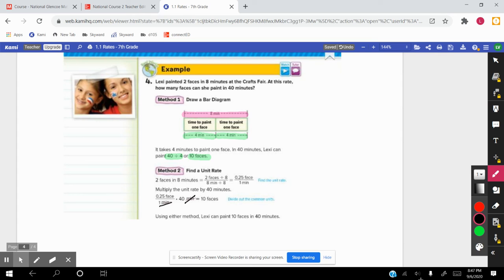So this time we divided out the common units, which was minutes. Using either method, Lexi can paint 10 faces in 40 minutes. So now you guys are going to go ahead and do some practice.